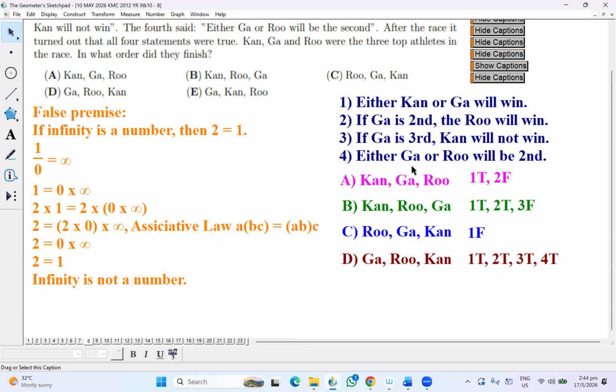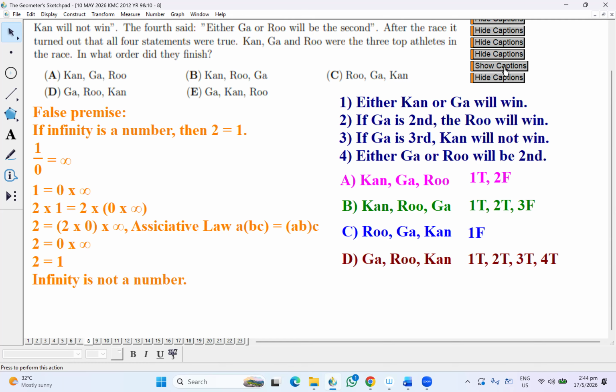Either Ga or Ru will be second. Correct? The Ru second one. So all true. D is the correct order. Ga, Ru, Kang is the order.